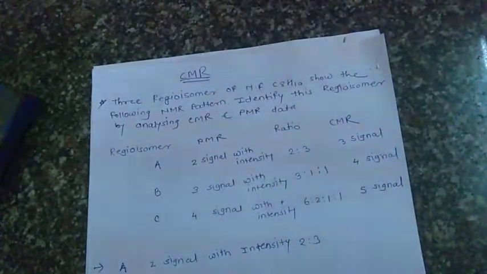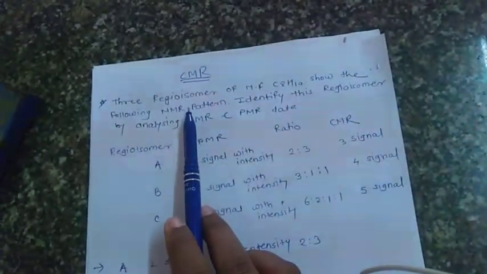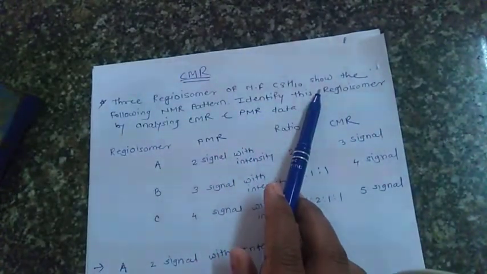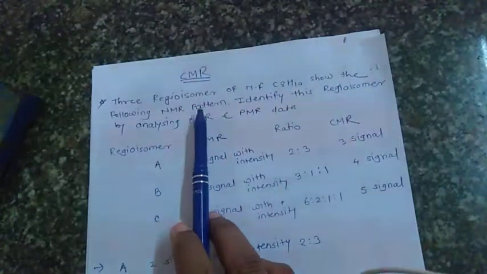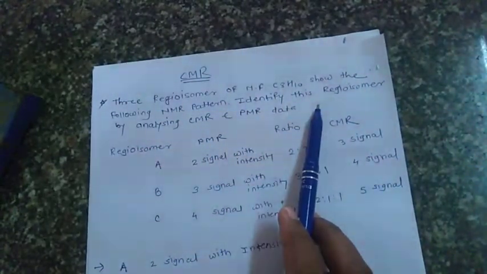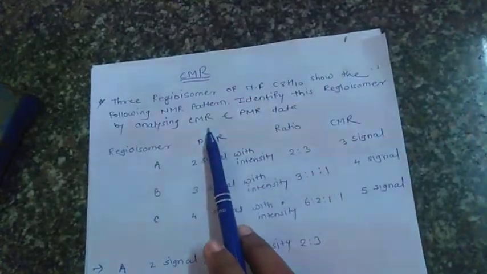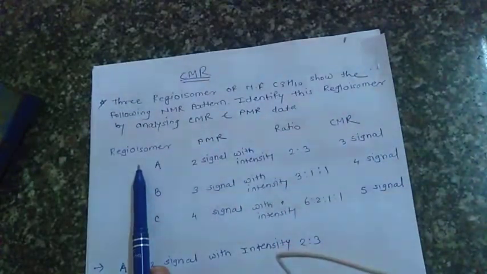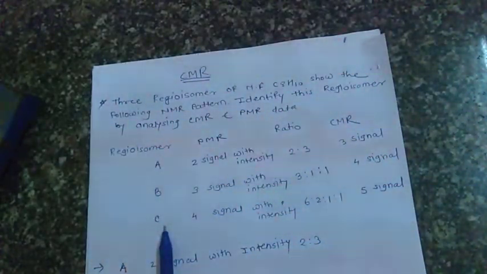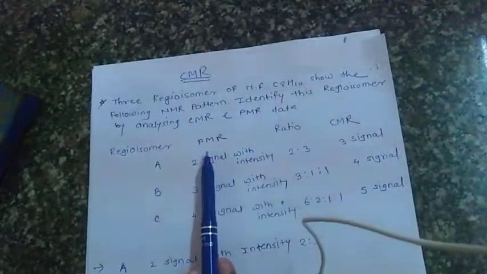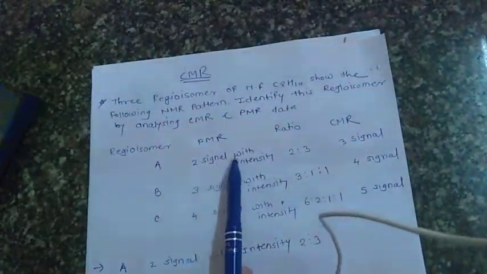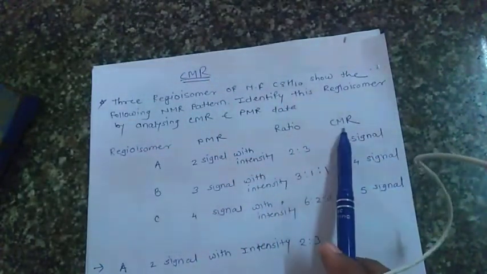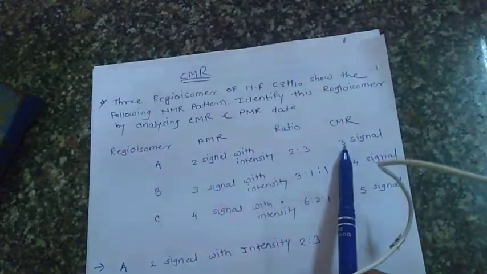The problem is: the three regioisomers of the molecular formula C8H10 show the following NMR pattern. Identify the regioisomers by analyzing the CMR and PMR data. Here they give us the regioisomers A, B and C. Their PMR, that is the proton data, is 2 signals with the intensity ratio 2:3. That time the CMR or carbon 13 gives 3 signals.